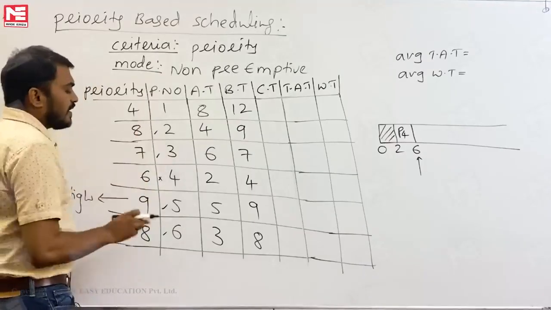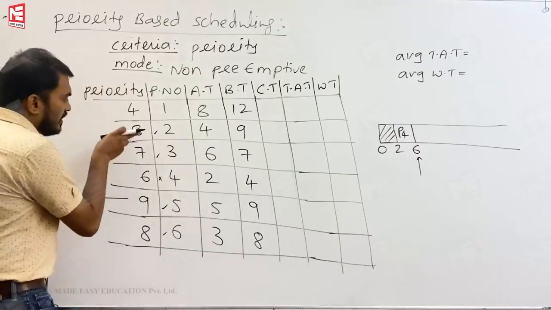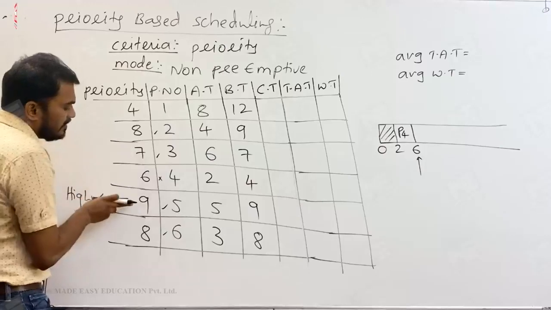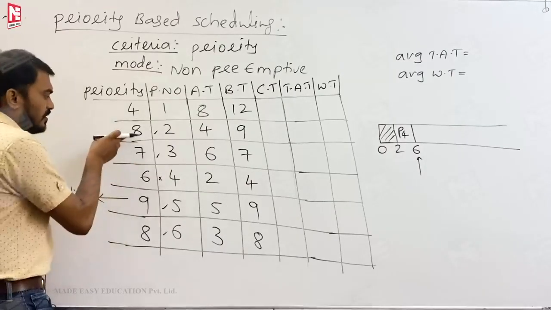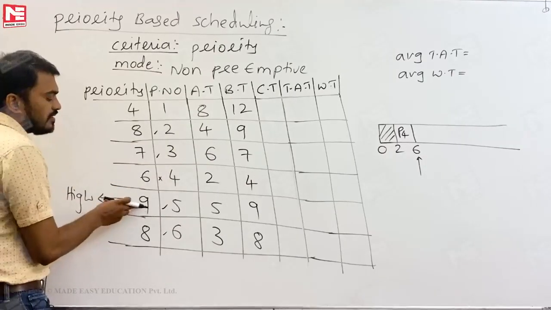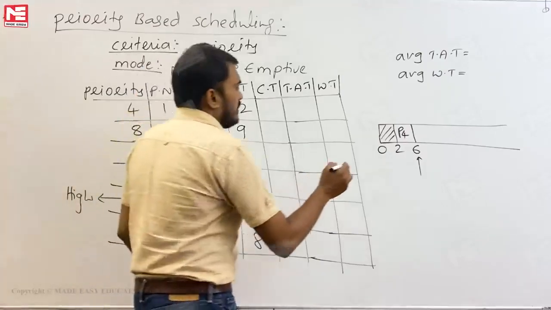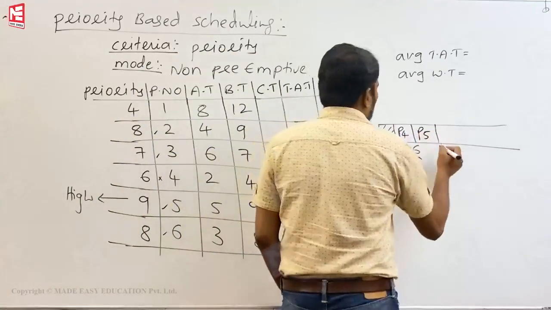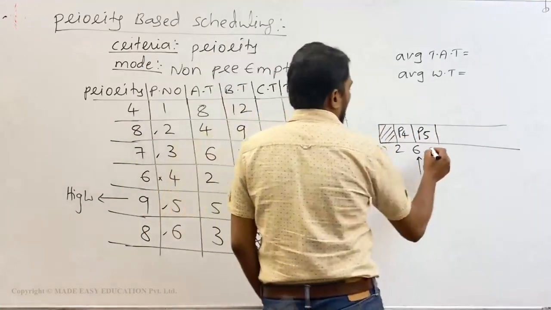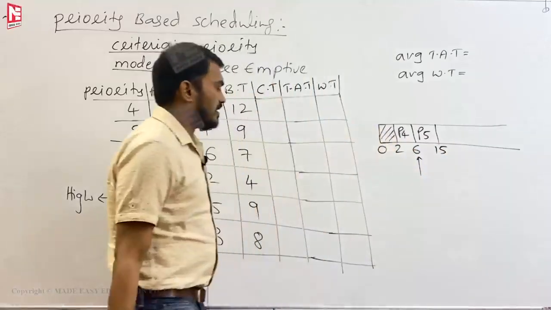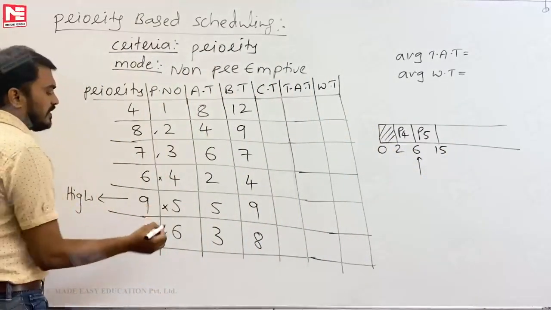So who is having high priority among the available? Look at here, this has priority 8, this has 7, this has 9, this has 8. So who has the high priority among the available here? That is P5. So take P5 next. Okay, so P5 requires how much here? 9. So that is how much here? 15. Okay, so P5 is completed.